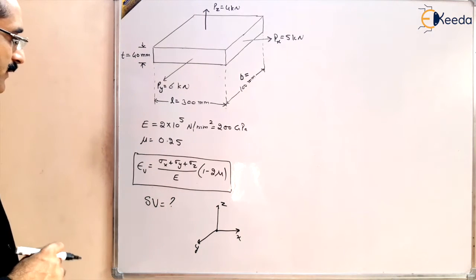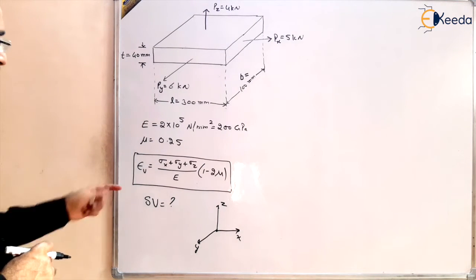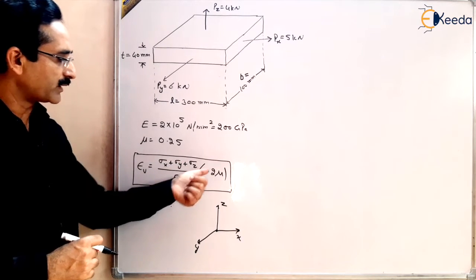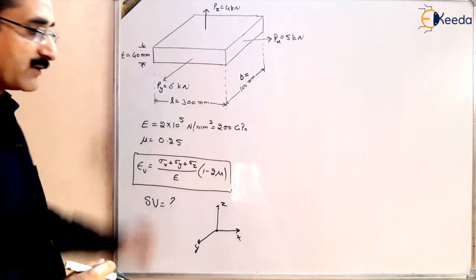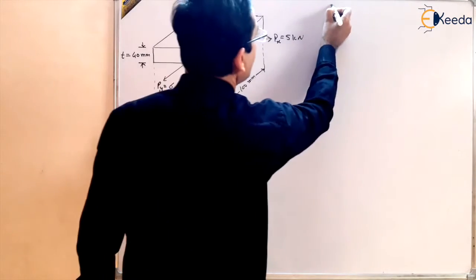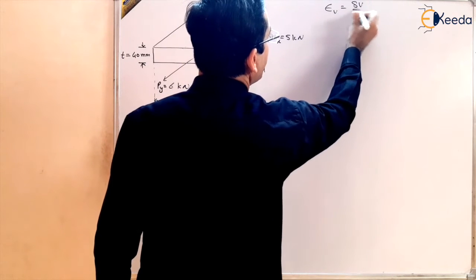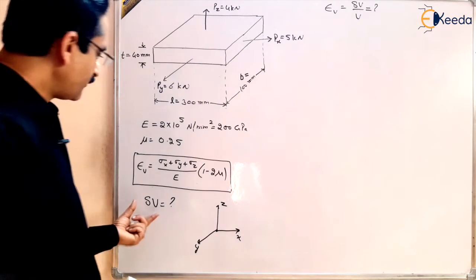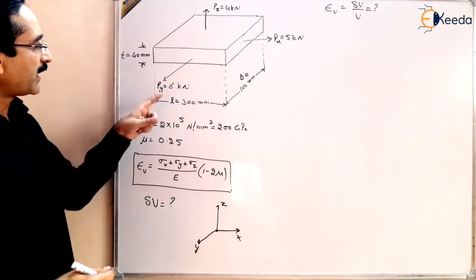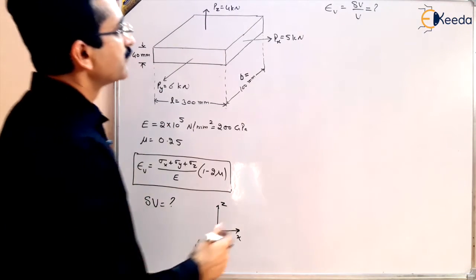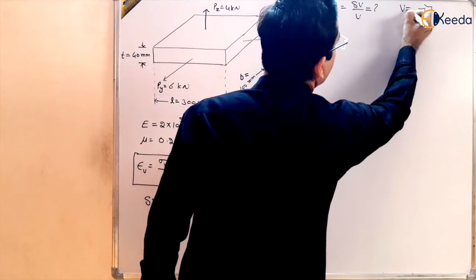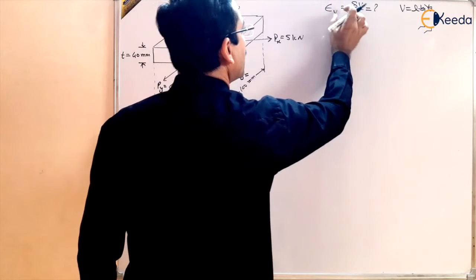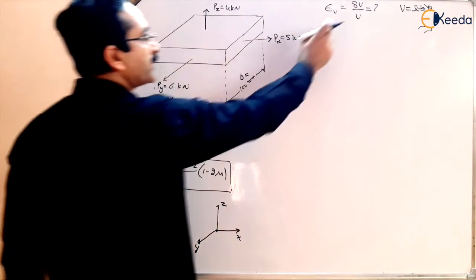This is our question. And remember the formula that volumetric strain is given by (sigma x plus sigma y plus sigma z) by E times (1 minus 2 mu). What is volumetric strain? That is change in volume per unit volume. Now, change in volume we want to find out. Initial actual volume we know, LBT. Volume is known to us. If we know the epsilon V, we can find out the change in volume.